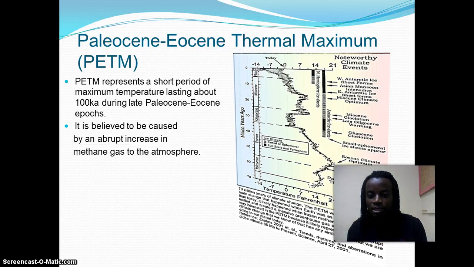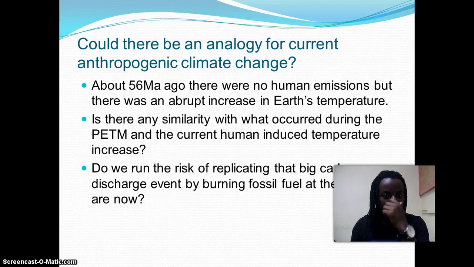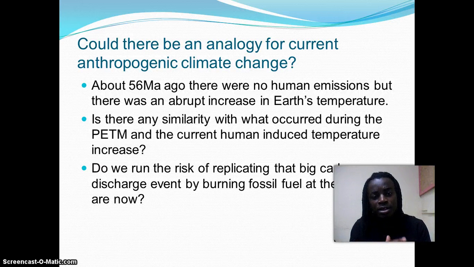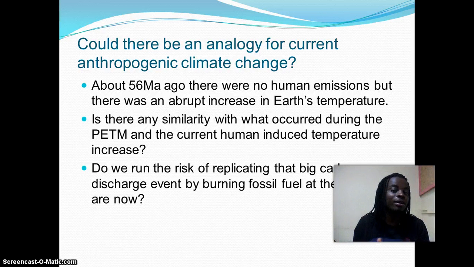Well, what is the main cause of this? Might it be the greenhouse gases? Might it be the levels of heat increasing in the atmosphere? Let's continue. Well, could there be any analogy for current anthropogenic climate change? About 56 million years ago, there were no human emissions, but there was an abrupt increase in Earth's temperature. Well, this is now going opposite to what Al Gore has been saying.